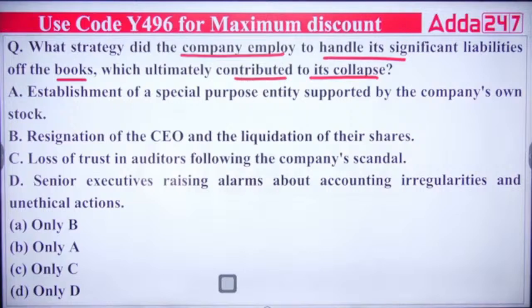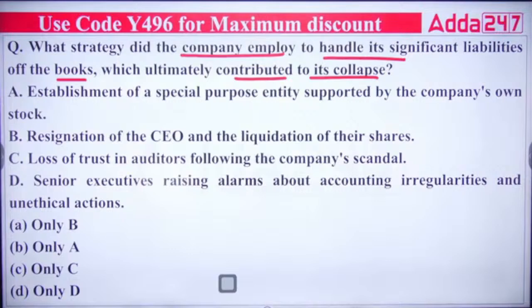Okay. First is saying establishment of a special purpose entity supported by the company's own stock. Second, resignation of the CEO and liquidation of the shares. Third is loss of trust in auditors following the company's scandal. Fourth is senior executive raising alarm about accounting irregularities and unethical actions. So A, B, C or D, which of the following strategy did the company employ to handle its significant liabilities?